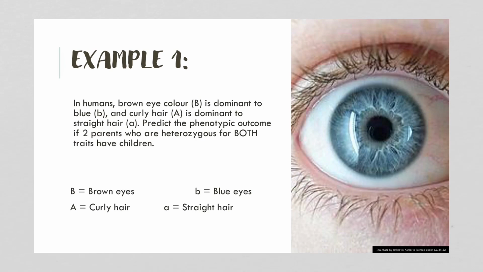In humans, brown eye color or darker eye pigmentation is dominant to blue, so big B over little b. And curly hair, which we're going to represent with big A, is dominant to straight hair, little a. Our job is to predict the phenotypic outcome if two parents who are heterozygous for both traits have children. They're both going to be big B, little b, big A, little a, and we want to know what the outcomes are going to be.